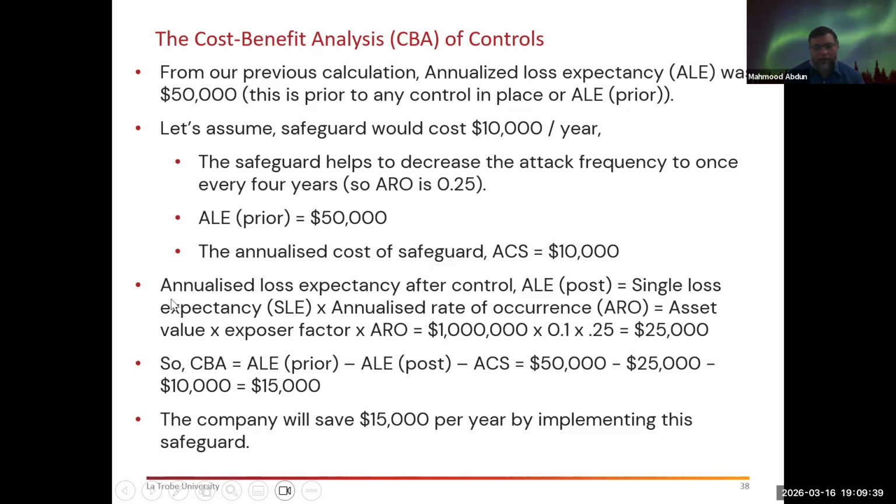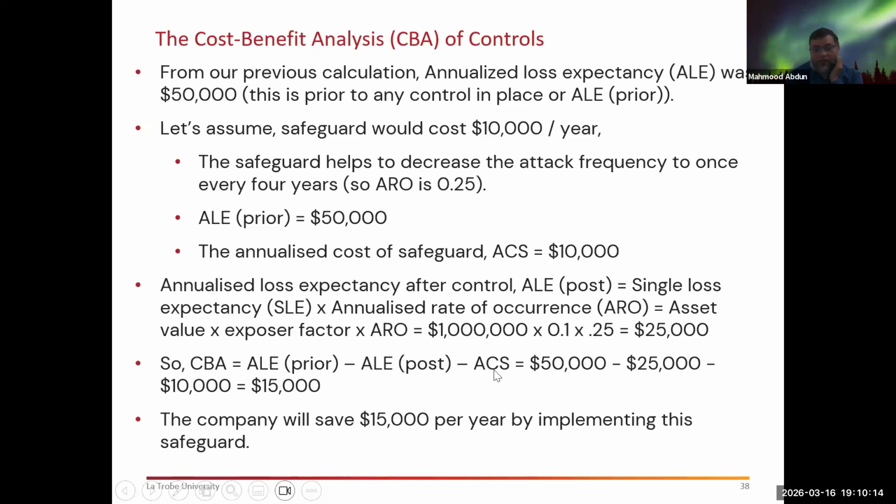Now, if you want to calculate CBA, you need to write down your ALE prior, which you have already done, $50,000. Now the ALE post is this one. This is how you calculate the ALE post. ALE post equals single loss expectancy times annual rate of occurrence. Same thing. So your single loss expectancy is still the same. The only thing that reduced is the annualized rate of occurrence, and therefore it is now 25,000, basically half of 50,000, which is 25,000. So now it's very straightforward.